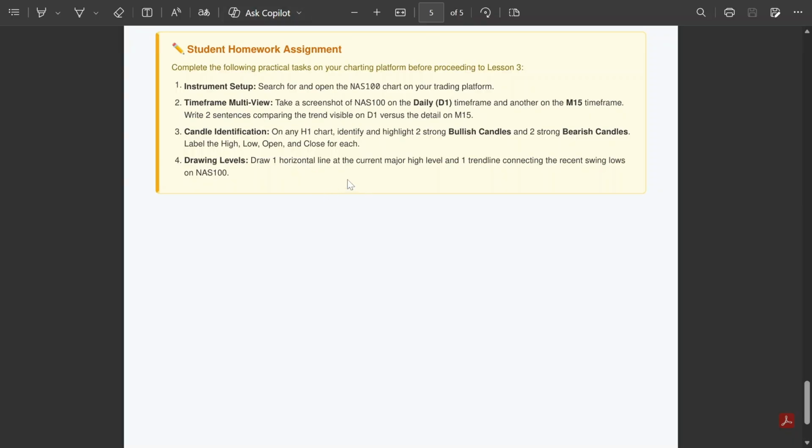You can see that on the daily it can be 1 candle, and on the lower time frame there are going to be many candles in a given direction. Candle identification: on any 1 hour chart, identify and highlight 2 strong bullish candles and 2 strong bearish candles, and label their highs, lows and closes. Then draw levels: a horizontal line at the current major high and 1 trend line connecting the recent swing lows on NAS 100.